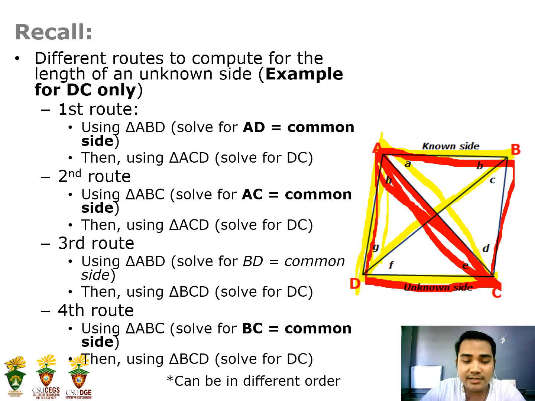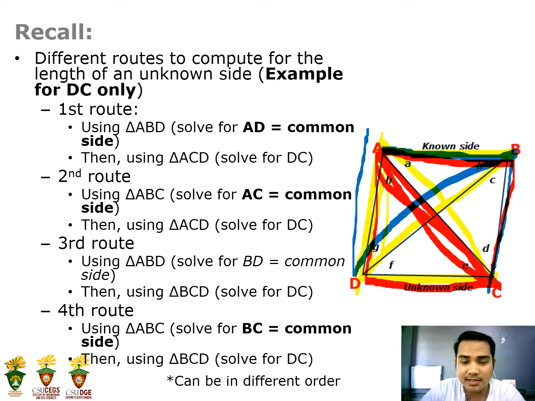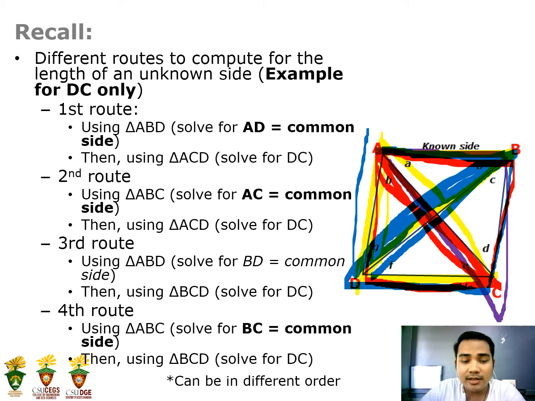The third route is using triangle ABD for the first triangle, then the second is BCD. Their common side is the side BD. And for the last route, using the triangle ABC, then the second triangle is BCD. Their common side is side BC.